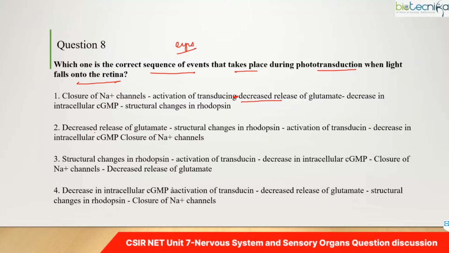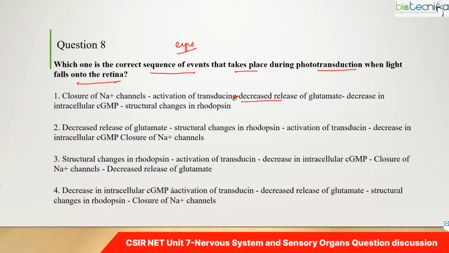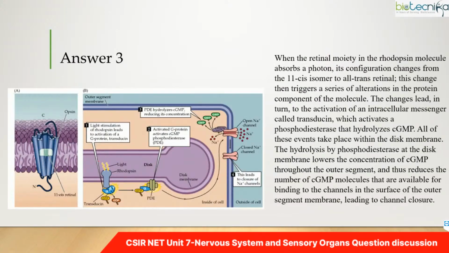Okay, so the right answer for this particular question is option 3. So what happens during phototransduction when light falls on the retina? What all sequence of changes happen when light falls on the retina? First, the rods have rhodopsin. I'll show you this figure over here.